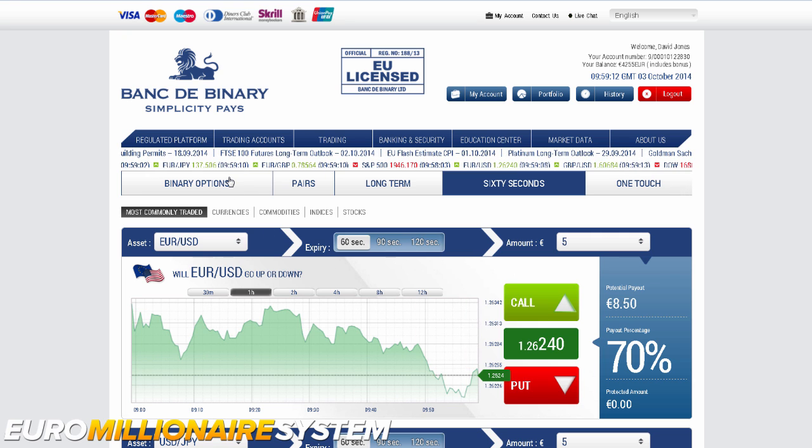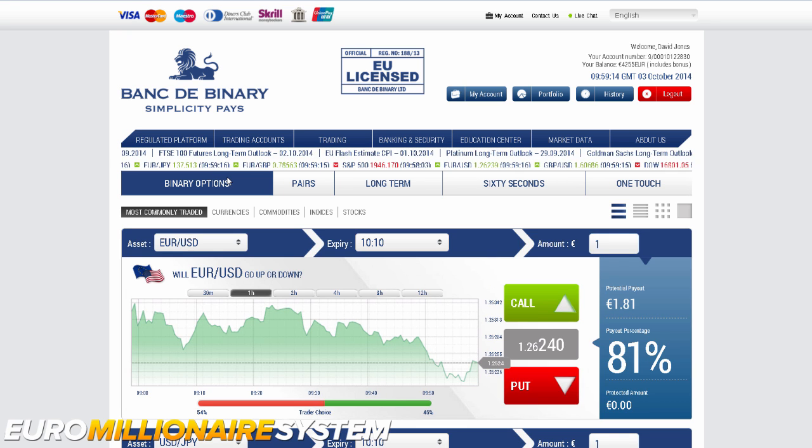Now let's click on the binary options tab right here, so that we can consult a very valuable tool called the Trader Choice tool, which shows you the direction that most Banc binary traders are currently following. 54% of traders think that the pair will close lower than the current price, and 46% are predicting the opposite.